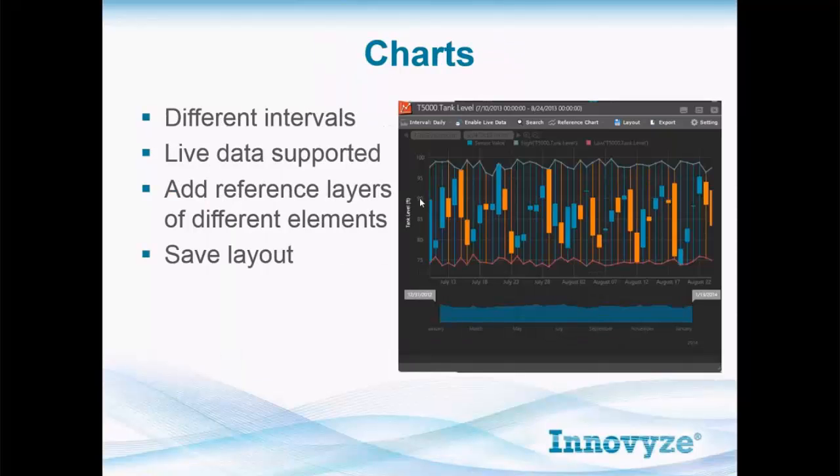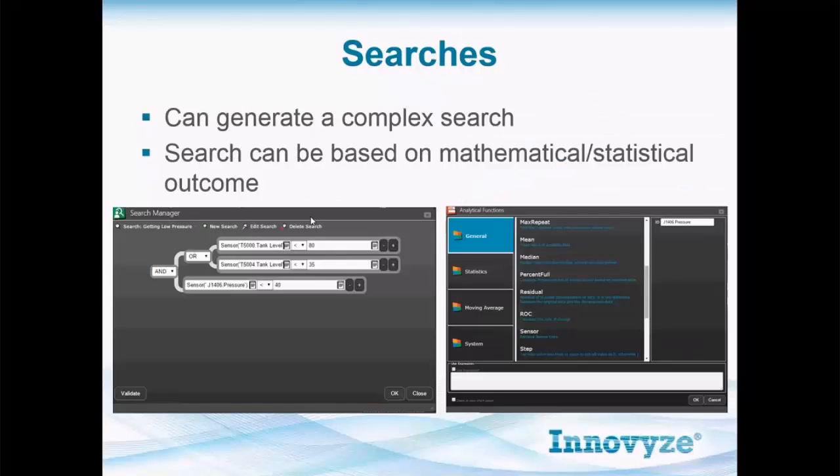A bunch of different charts. This is an open, high, low, close chart I'll be showing you later. Live data is supported, so as time goes on, all the information starts over here on the most recent data and moves to the left as I get new data coming in. I can set up my data intervals, add reference layers. I can do simple to complex searches, find for me all the pressures.